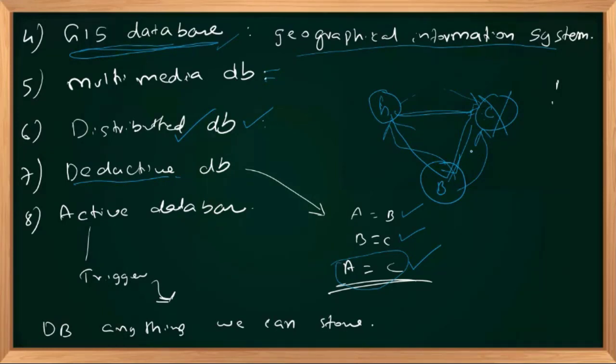Okay. The last one is active database. What is active database? Database means anything we can store. In triggering method or any other method, we have to store the data is the active database. These are the classification. What is the idea behind this classification? What type of data is to be stored?